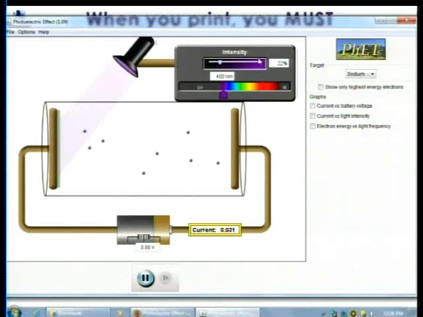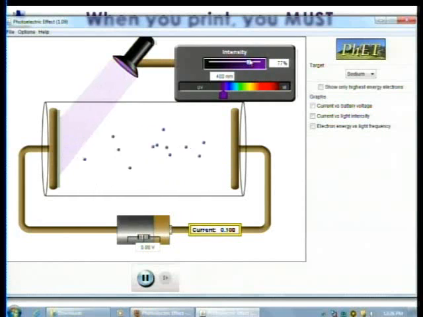If I increase the intensity, what kind of metal does this experiment use? It's got different stopping potentials. I'm not sure what this one is actually set at. Sodium. Is that what it says? Yeah, I didn't read it.